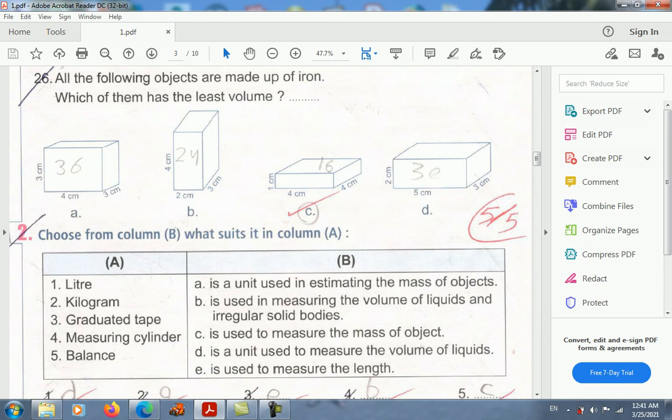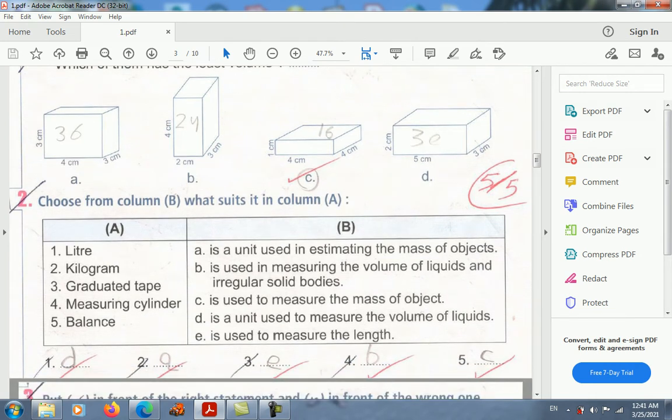26. All the following objects are made up of iron. Which of them has the least volume? Of course, you have to calculate all of the volumes. The first one is 3 multiply 4 multiply 3, which is 36, which is figure A. Then B: 4 multiply 2 multiply 3 is 24. Then figure C: 1 multiply 4 multiply 4 equals 16. Then letter D: 2 multiply 5 multiply 3 equals 30. So the least one is letter C. So the answer is C.